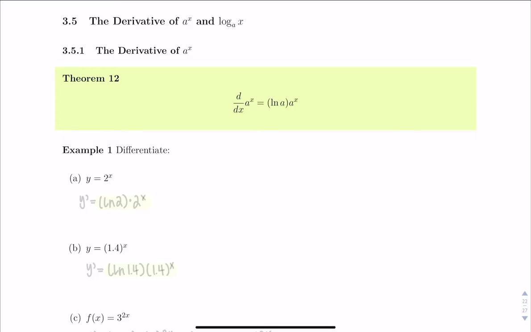Section 3.5 is on the derivative of a to the x and log base a of x. So the derivative of a to the x is ln of a times a to the x. So you take the natural log of the base number, and then you multiply it by the original function. So to differentiate y equals 2 to the x, we would get y prime equals ln of the base, which is 2, times the original, which is 2 to the x.